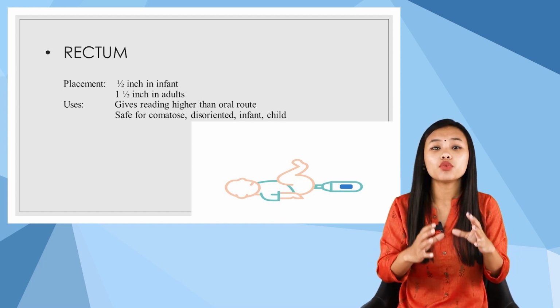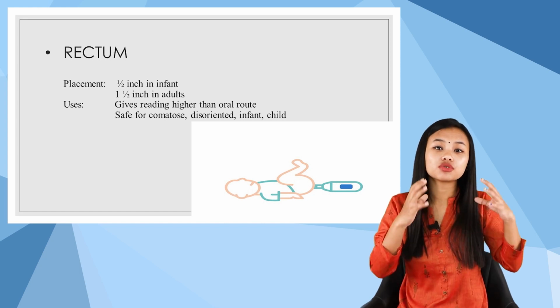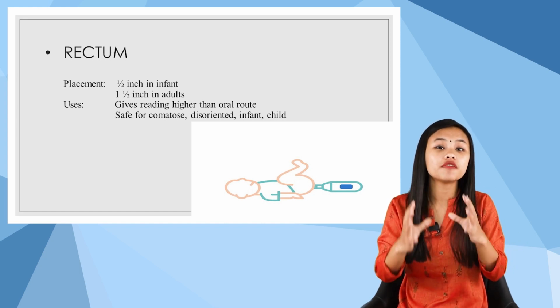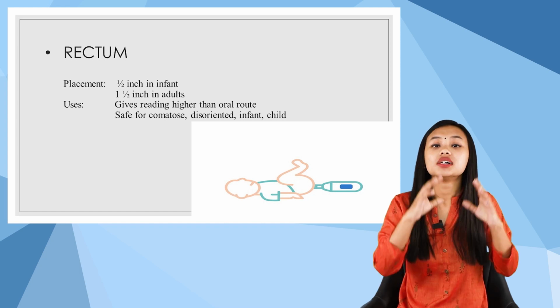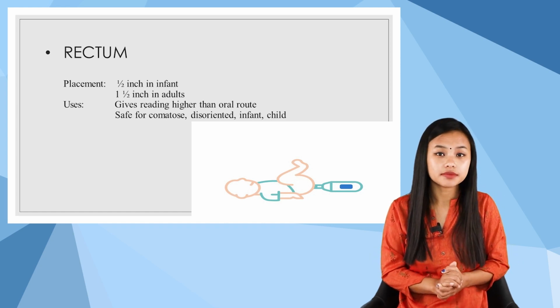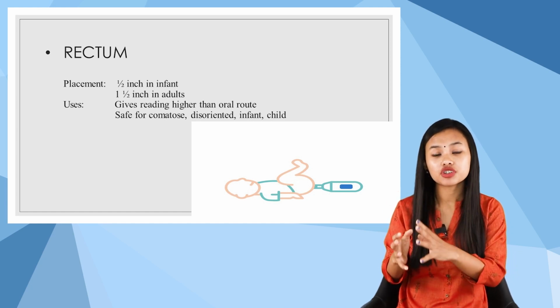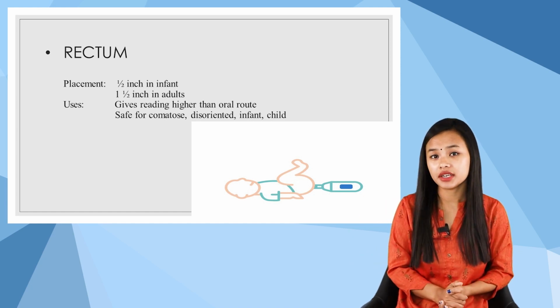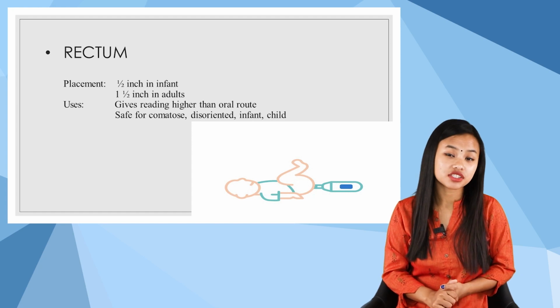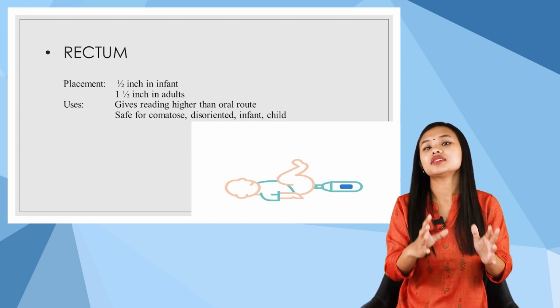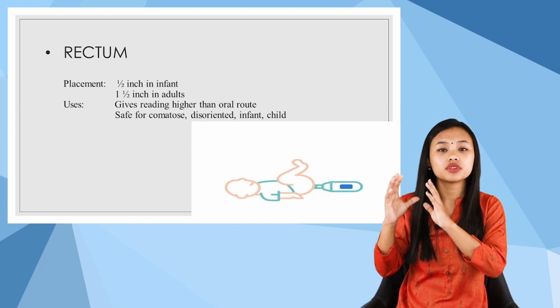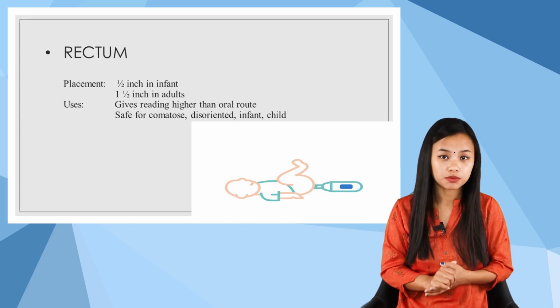Why? Because when you assess their body temperature through the rectum, the client may not feel socially as well as psychologically comfortable. And also, if there is presence of impacted stool, anal fissure, hemorrhoids, or if the client had undergone any rectal surgery, then assessing the body temperature through the rectum will not be a good option.